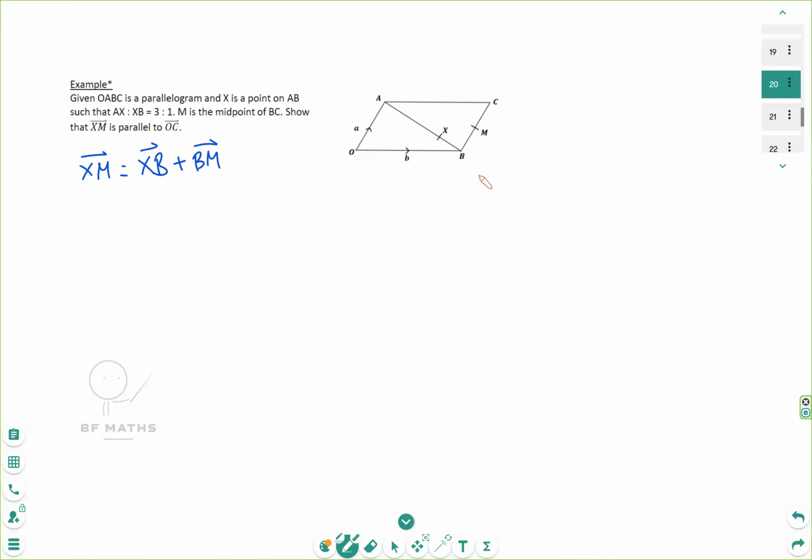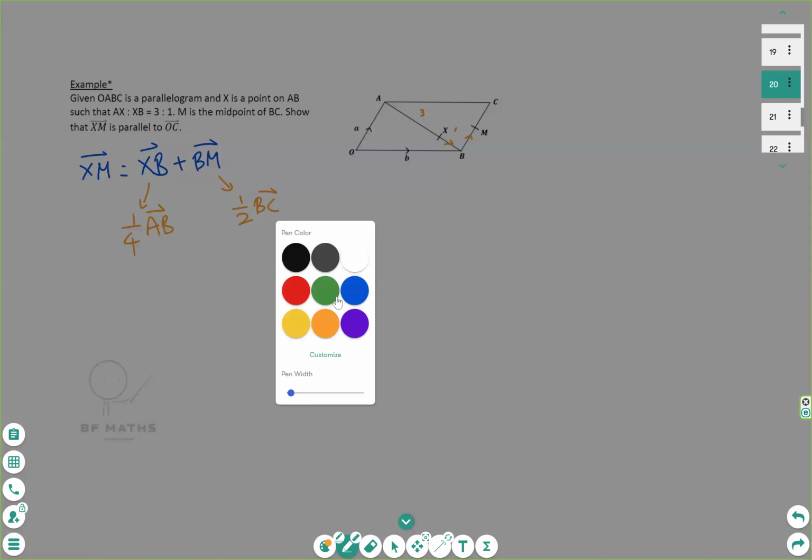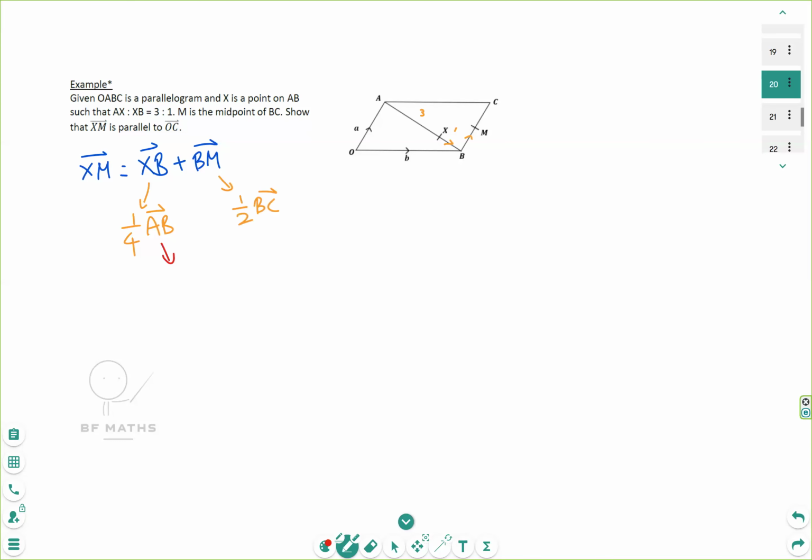So XB: we know AX to XB is 3 to 1. That means XB is a quarter of AB, since XB is going that way. Hopefully you see this. I think that's why people find vector proofs a bit difficult in general. And BM, going that way, because it's cut in half, is a half of BC. So our next goal is to work with AB and BC. AB equals AO plus OB. Finally, something we can use from the question. AO is negative a.